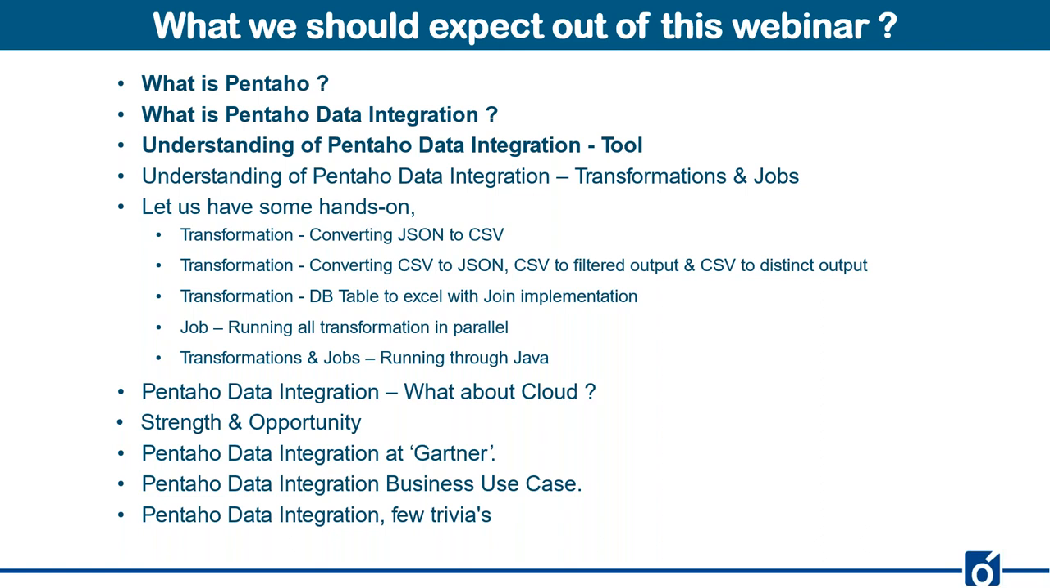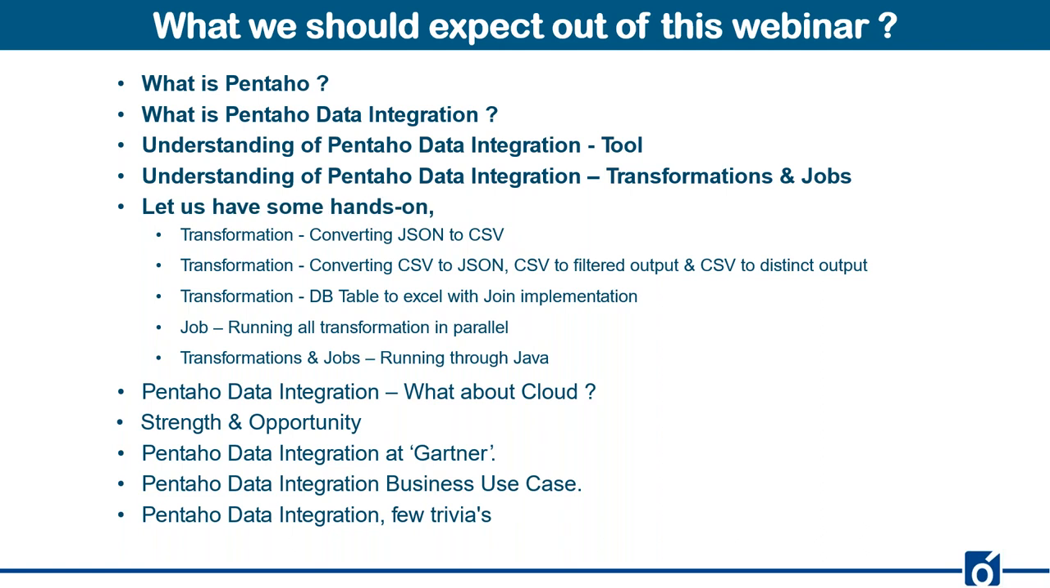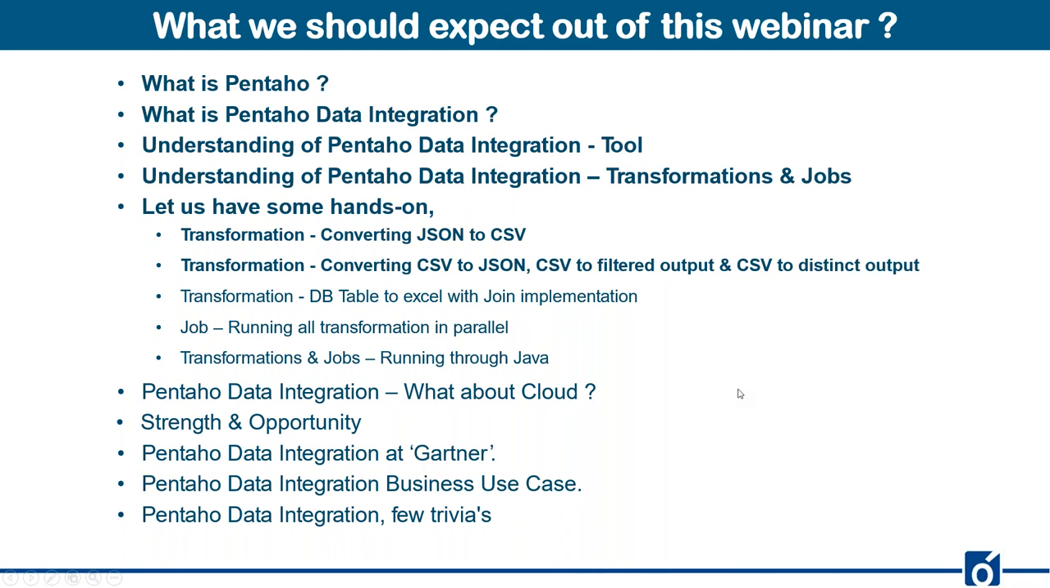Then we will go to a more granular level, and we will understand what transformations are, what jobs are, and after this I will go for some hands-on. What kind of hands-on will I consider? I will show you a transformation which converts JSON to CSV, a transformation which converts CSV to JSON, CSV to some filtered output, and CSV to some distinct outputs, where we are doing some transformation and putting that data as an output, right? After that, there is one more transformation I will consider, that is something from a database.